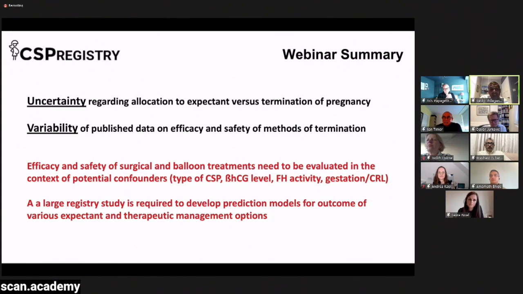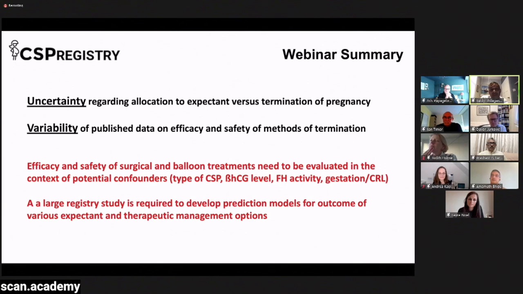What's absolutely clear from what we have from the CSP registry so far that Laura and Andy presented is that there's real uncertainty regarding allocation of expectant versus termination pregnancy. We don't know what to tell the women, and women are making choices based on variable data.